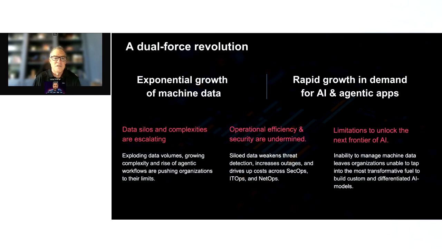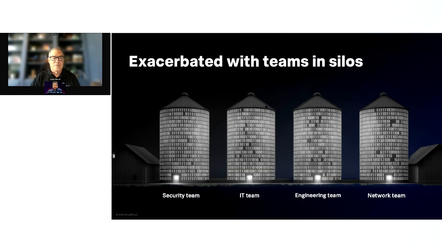And then there are limitations to unlocking that next frontier of AI. If you can't get to that machine data, if you're unable to tap in and transform that data, it's going to hinder your AI results. So again, we're exacerbated by teams in silos. You have SecOps, IT ops, NetOps, engineering ops, right? You have all these with siloed information, and having those silos can result in costly outcomes for your organizations.